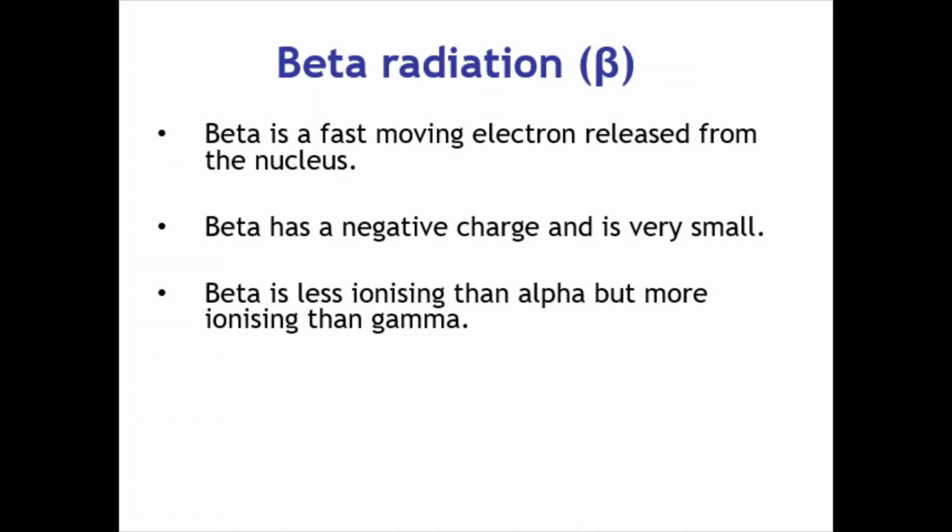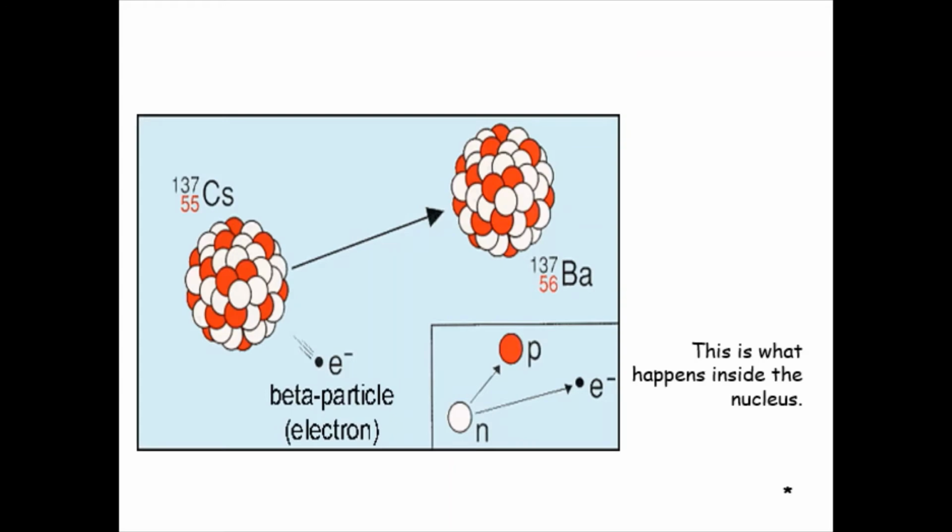Beta is our fast-moving electron from the nucleus. It has a negative charge, it's very small, and it's less ionizing than alpha, but more ionizing than gamma. It comes from the nucleus, where a neutron changes into a proton and emits this electron, this beta particle.